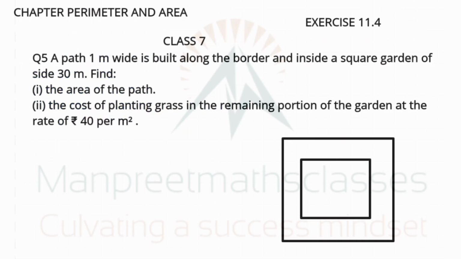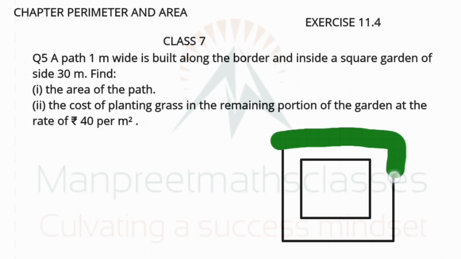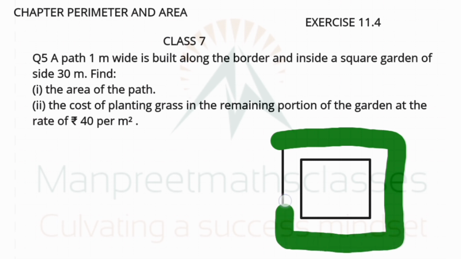Question number 5. A question says a path 1 meter wide is built along the border and inside a square garden. Having a square garden. Suppose this is your square garden. Now in this question they are saying the path is built inside the garden. So this means this is 1 meter inside. Earlier what we did? In earlier questions we were making path outside, but now here path is inside.